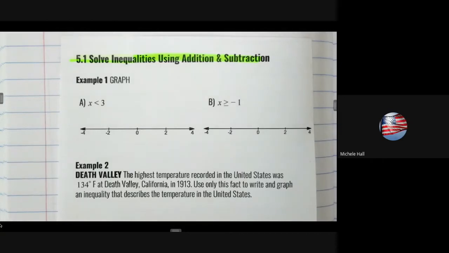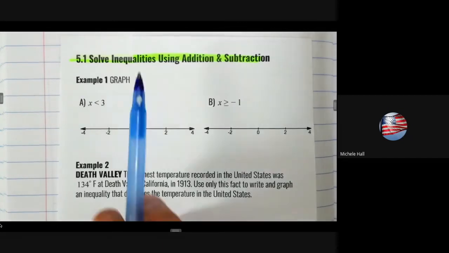5.1, solve inequalities using addition and subtraction. This will be the same as what we've been doing since chapter 2, solving equations, graphing equations, except this time we're using inequalities.